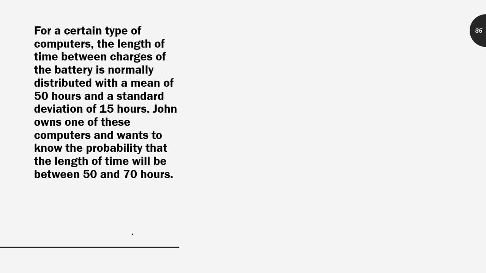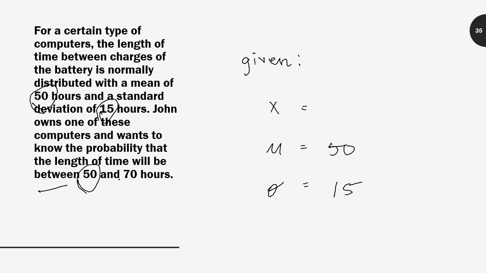So, gawin natin is given. Value ng x, ni mean, tsaka niya standard deviation. Okay, si mean daw po is 50 hours, while the standard deviation is 15. And ang sabi po dito sa baba is between 50 and 70. So ito po yung kukuha nating value ni x, which is 70 hours. Okay, yan po yung given po natin. Now, magdo-drawing na po tayo.